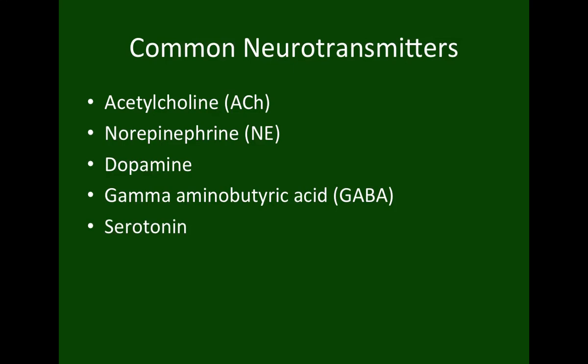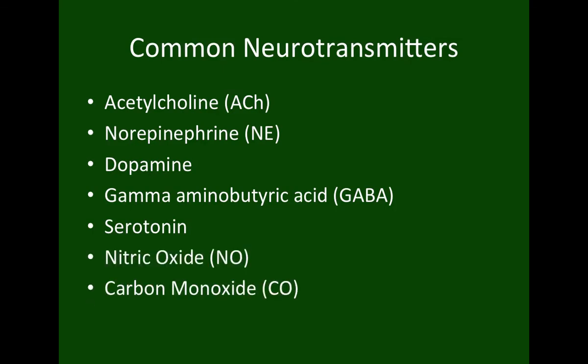Dopamine controls our muscle movement. Serotonin controls our sleep and wake patterns that we have. We also have two gases, nitric oxide and carbon monoxide. And that's what you want to mark with these two, is that they are two neurotransmitters that exist in the blood as a gas.